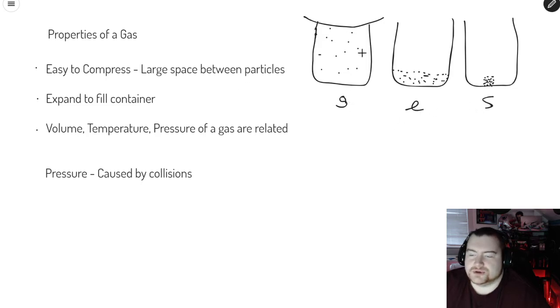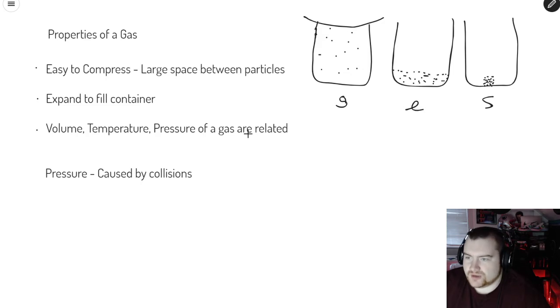Okay, so large space between particles moving around, and that space makes it compressible. Some other things with gases are that the volume, temperature, and pressure of the gas are all related, and each one of those will be used in our gas laws in separate videos.